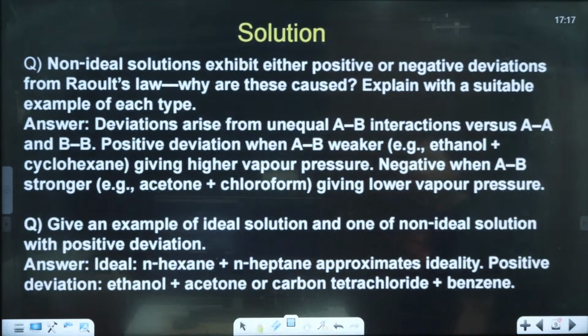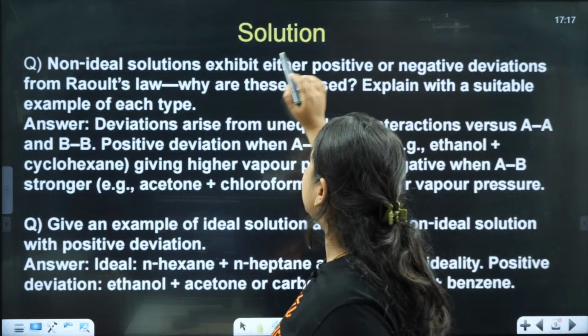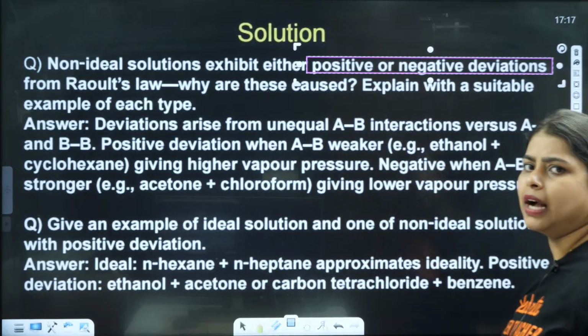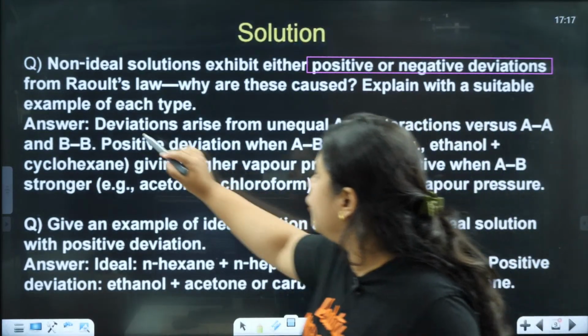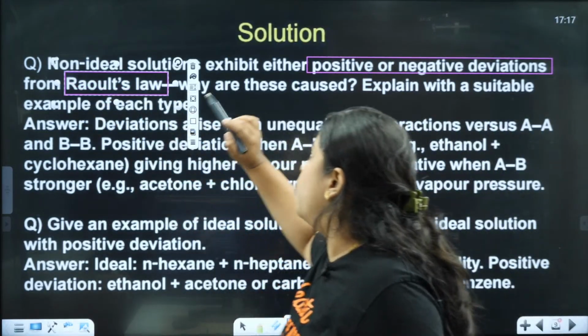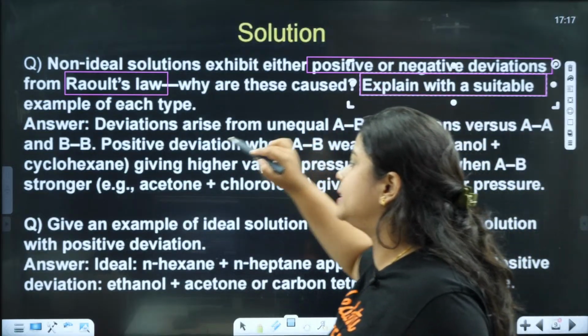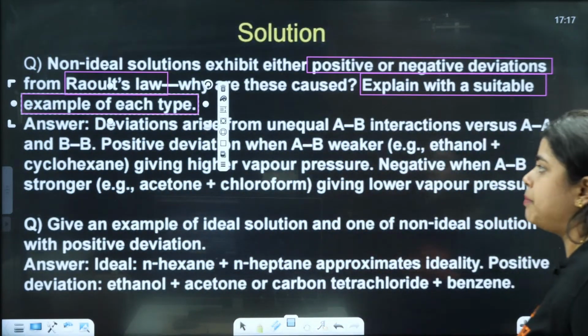Next, non-ideal solutions exhibit either positive or negative deviation from Raoult's law. In Raoult's law, why are these caused? Explain with a suitable example of each type.